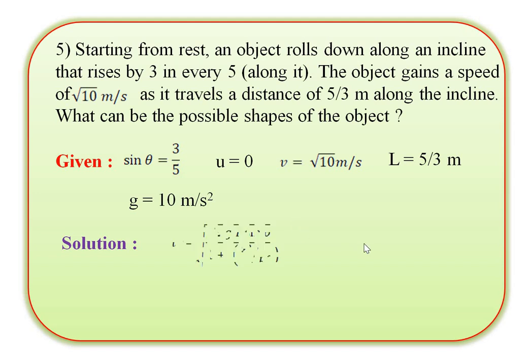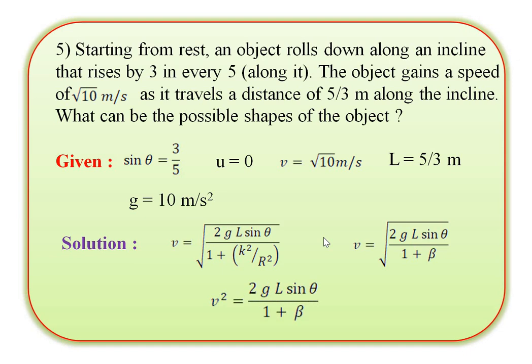We have to know the formula: V is equal to the square root of 2gL sin θ divided by 1 plus k² divided by r². Simplifying this equation, V is equal to the square root of 2gL sin θ divided by 1 plus β, where β is nothing but k² divided by r². Squaring, we get V² is equal to 2gL sin θ divided by 1 plus β. So let's see the next step in the simplest form.